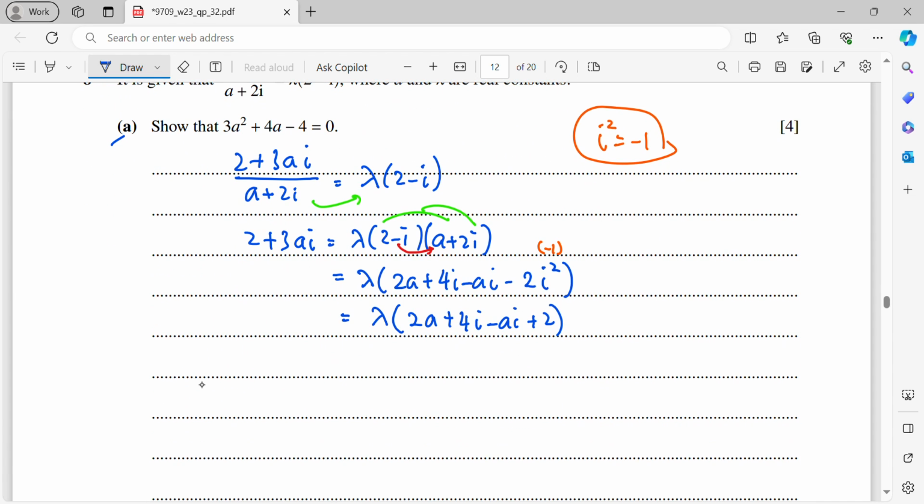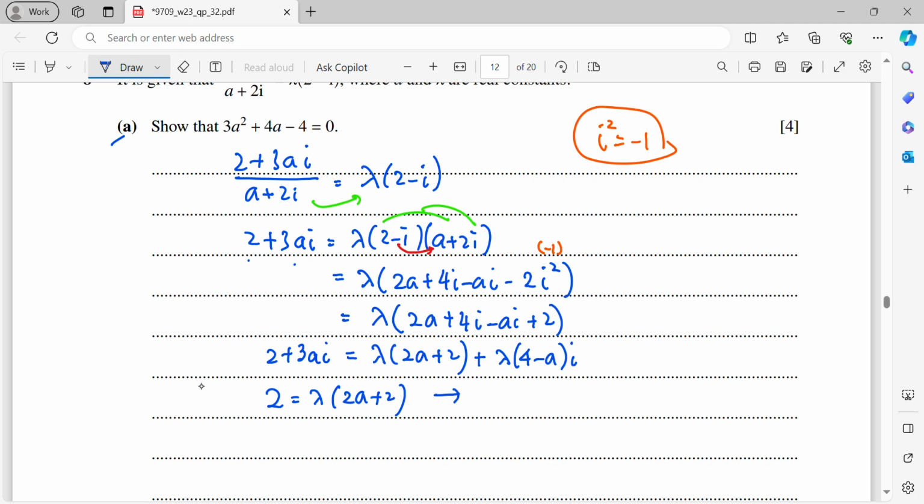Okay, so now, since the left hand side you have real and imaginary part, then right hand side I better change to real and imaginary part, which means here is lambda of 2a plus 2. This is my real part. Imaginary part is going to be plus lambda 4 minus a times i. Okay, so left hand side is 2 plus 3ai. Now I will compare. So 2 equals to lambda of 2a plus 2.